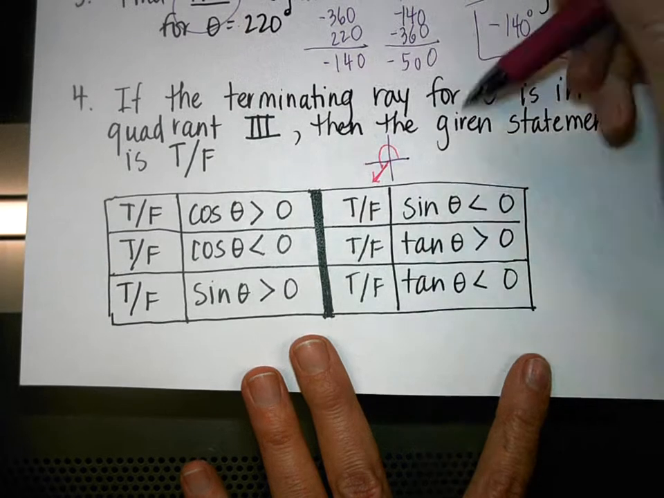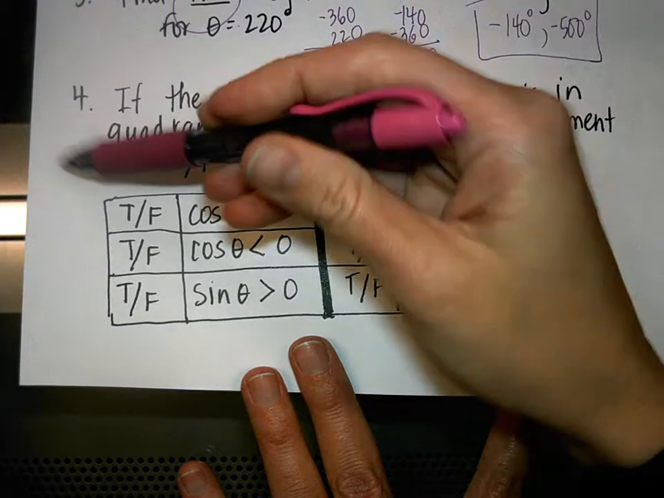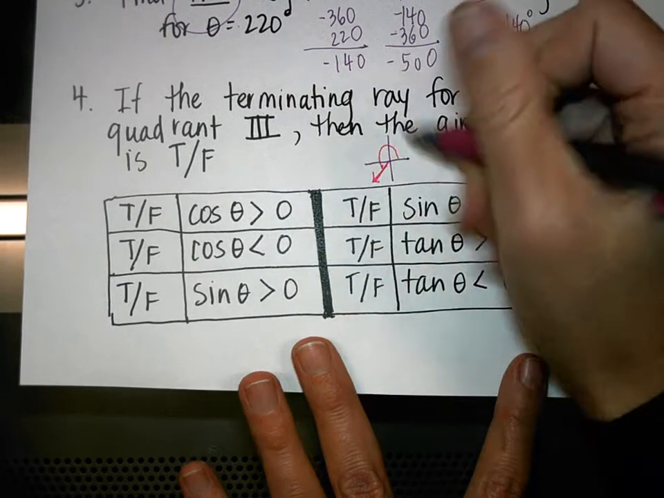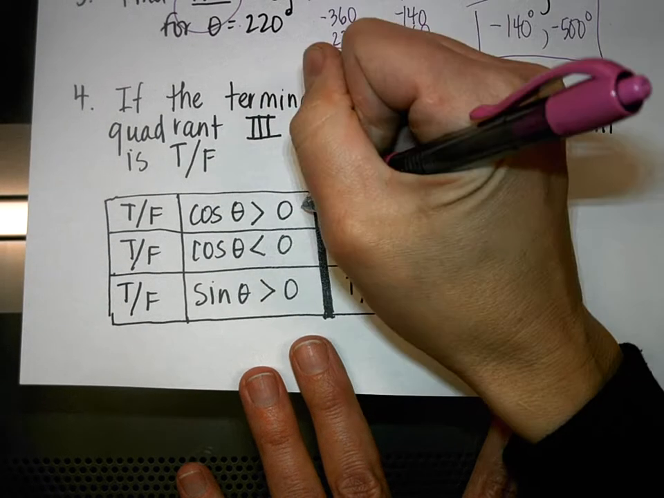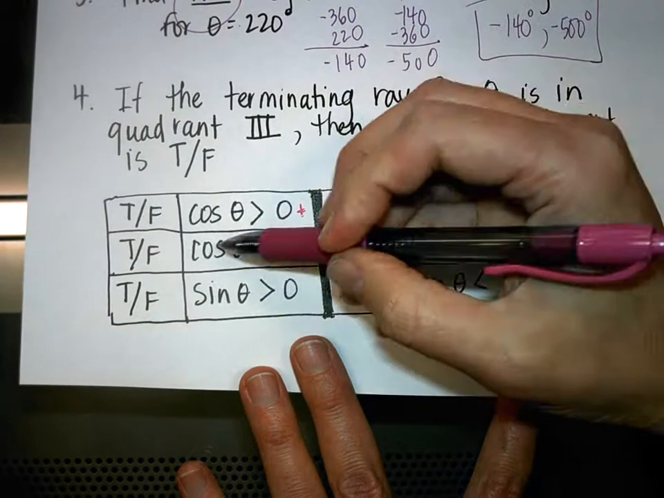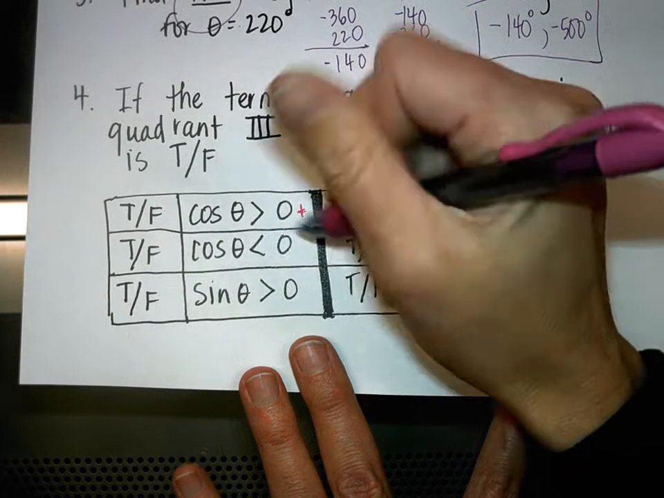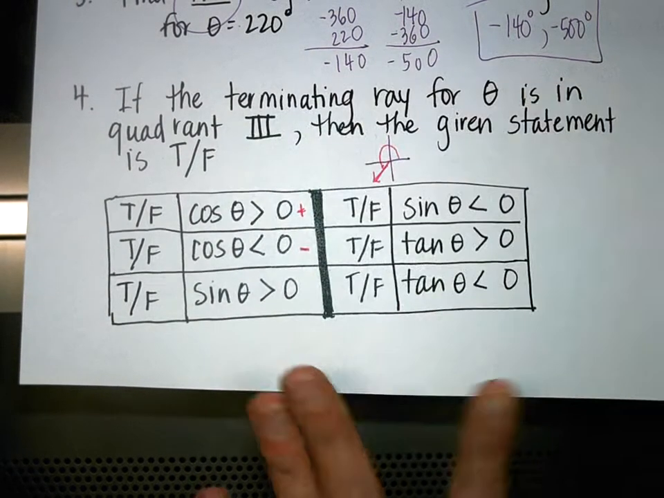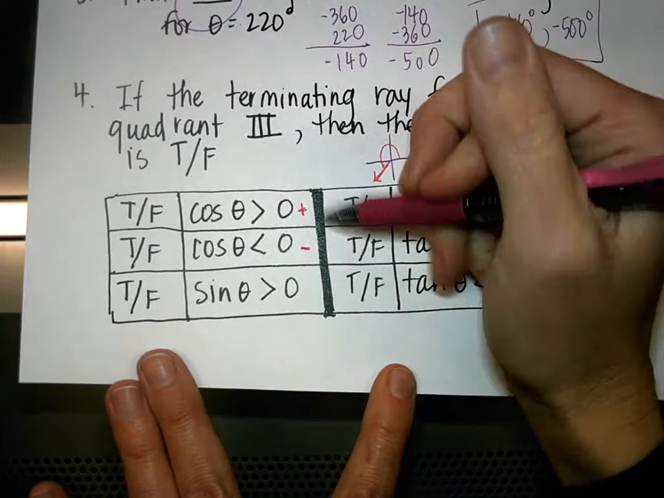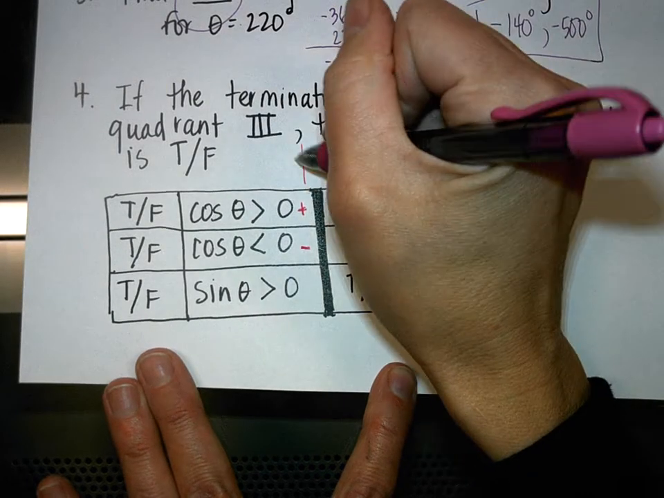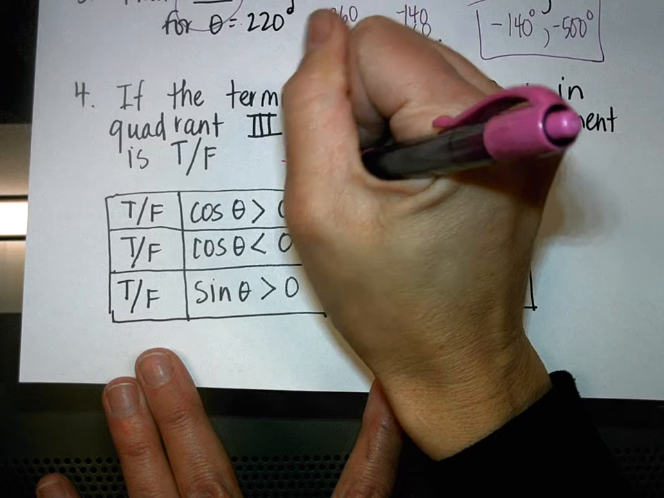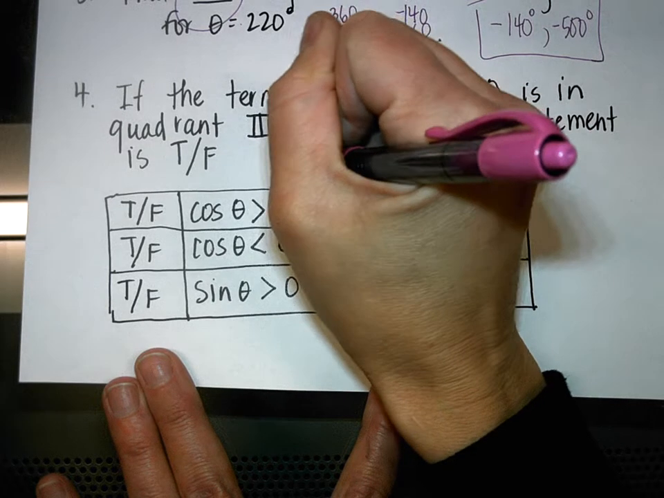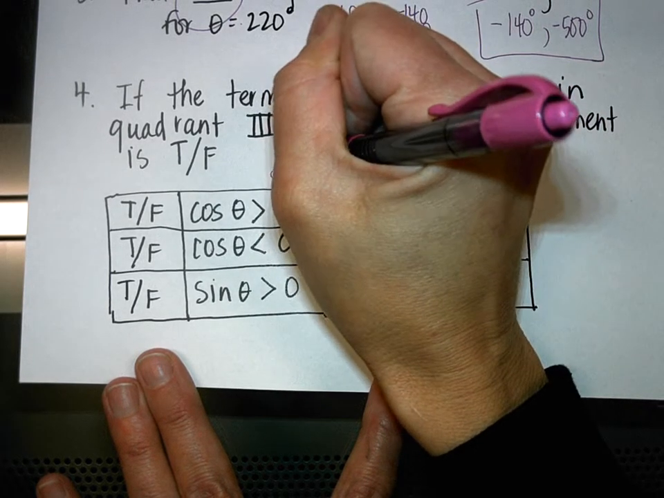It says then the given statements is true or false. Okay, so if we're looking here, this is saying cosine is greater than 0, which means that cosine would be positive. Here, cosine is less than 0, which means it would be negative. And so if we look in this third quadrant, our x's or cosines are going to be negative or positive.